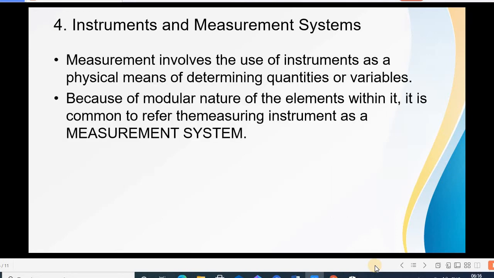Next we will see what we mean by an instrument and a measurement system. An instrument is used to measure some quantity or variable, and that system is known as a measurement system.